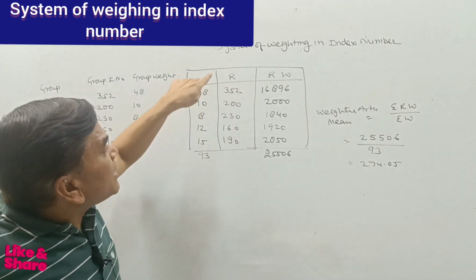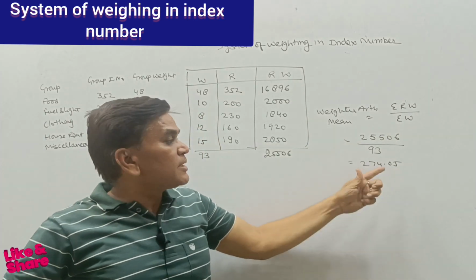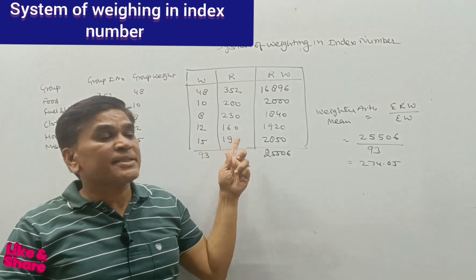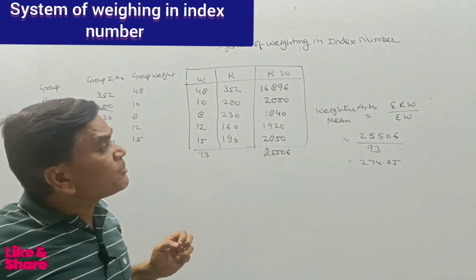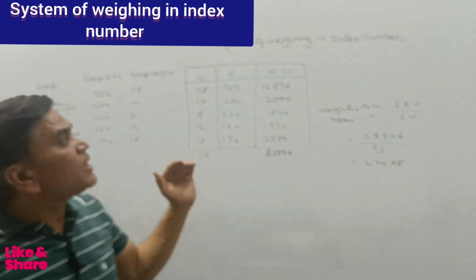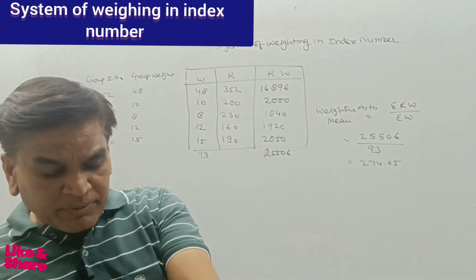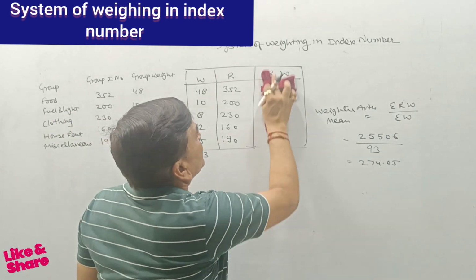So this is the average of all of these, that is the index number. This is the individual price index, but this is the whole price index. With the help of the weighted arithmetic mean, we have calculated this weighted arithmetic mean. But with the help of the geometric mean also we can calculate it, which is called the weighted geometric mean.